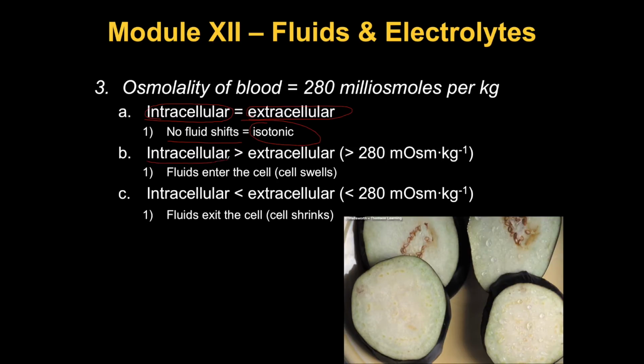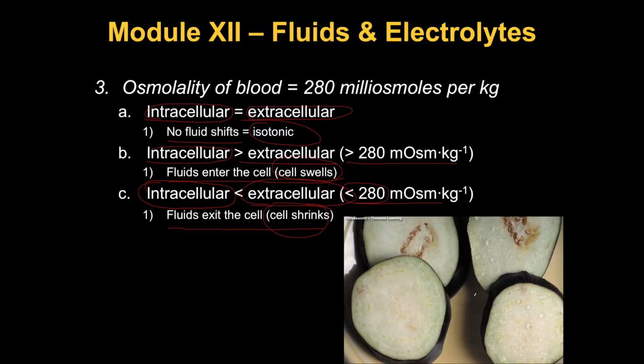Now, if the intracellular osmolality is greater than extracellular osmolality, so the milliosmoles are more than 280 milliosmoles per kilogram within the cell, then fluids are going to enter the cell and the cell is going to swell. Now, if osmolality is lower intracellularly compared with extracellularly, so less than 280 milliosmoles per kilogram, then fluid is going to exit the cell and the cell is going to shrink.